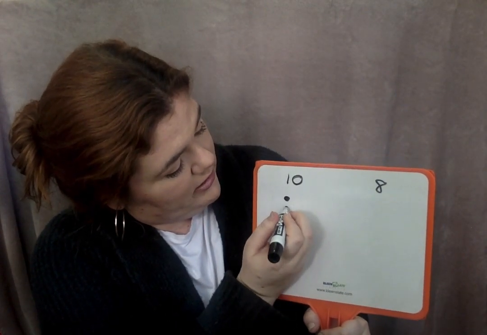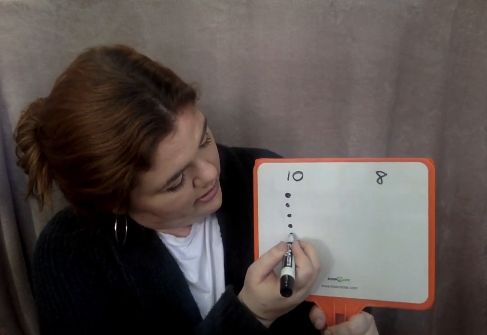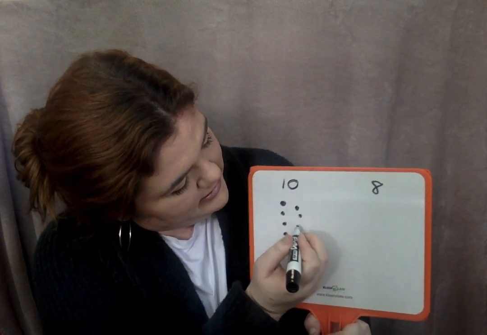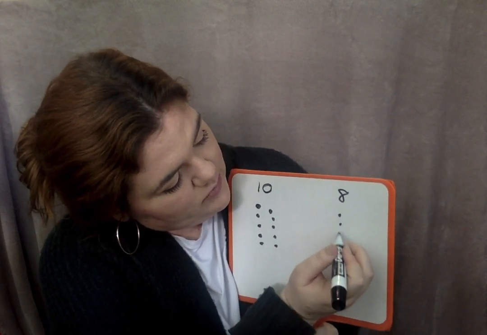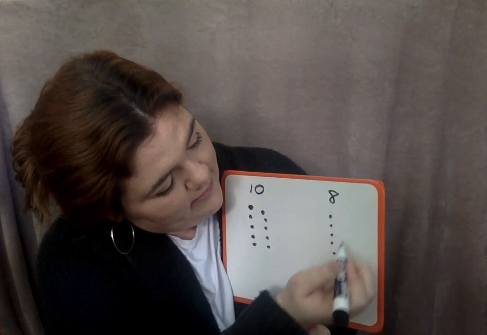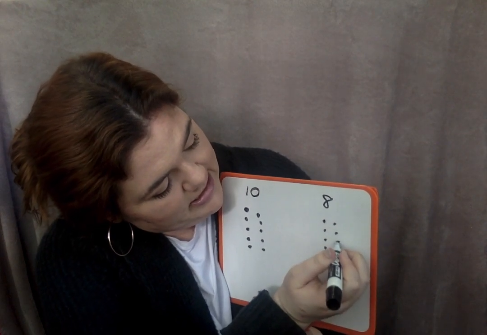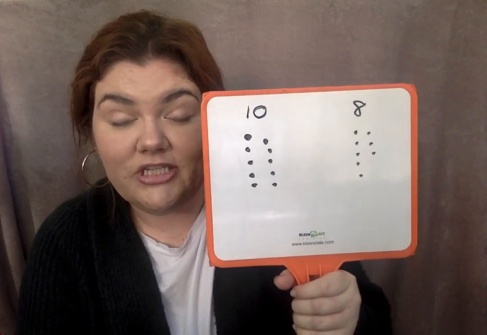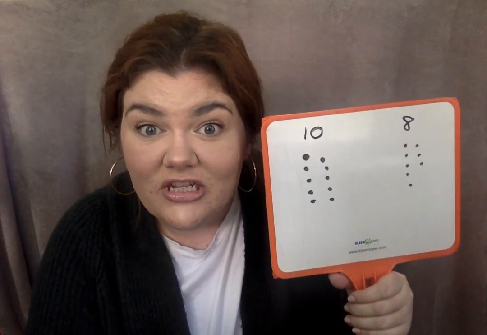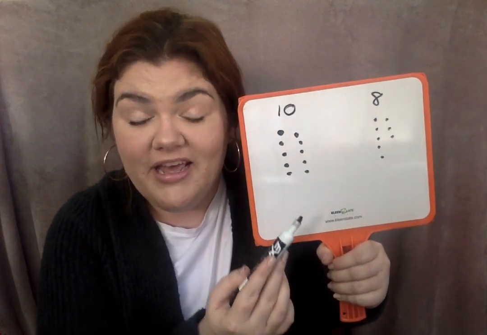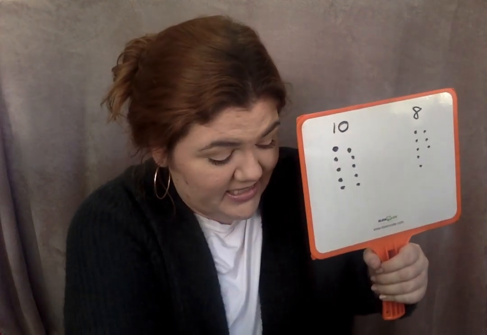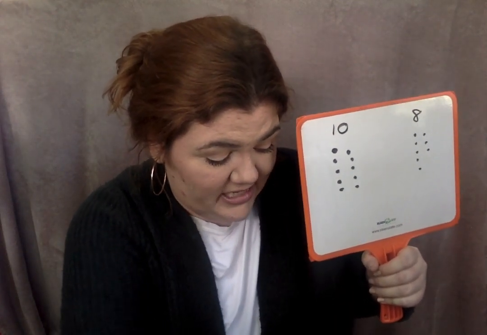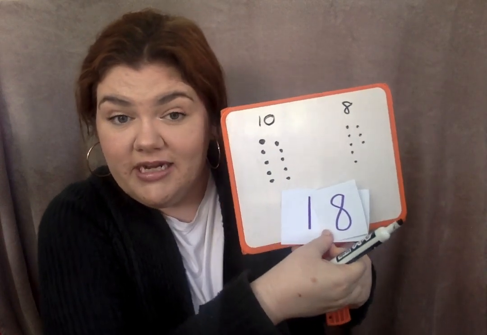So I'm going to do 1, 2, 3, 4, 5, 6, 7, 8, 9, 10, 11, 12, 13, 14, 15, 16, 17, 18. Do you see how nice and neat that looks? This is what I want when we're doing this on our paper. This is what I want yours to look like, okay? So this is 10-8 or 18. So this is what this number is.